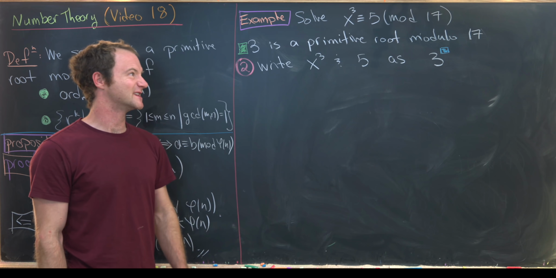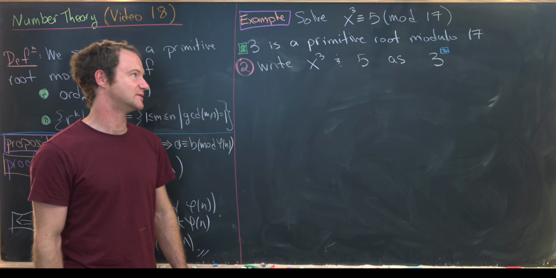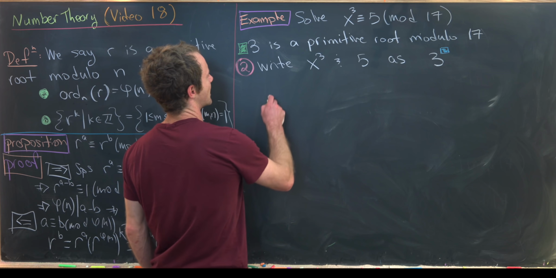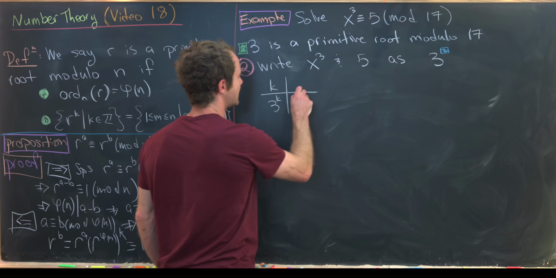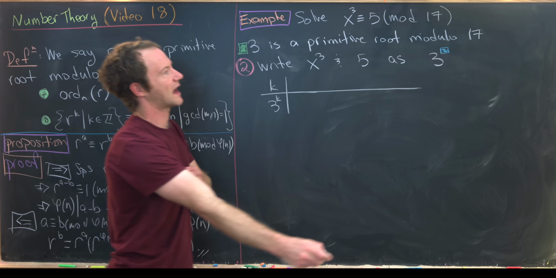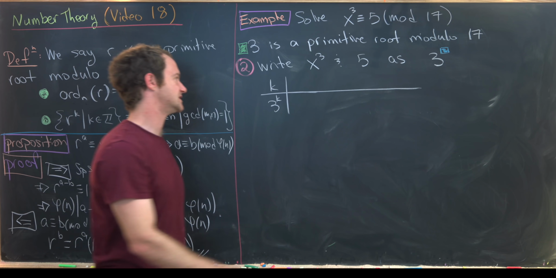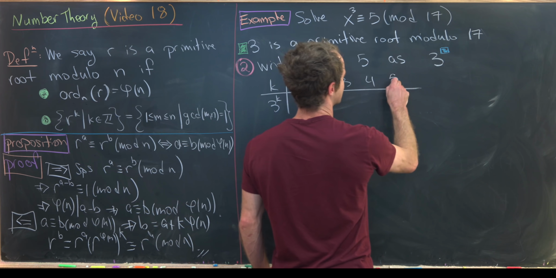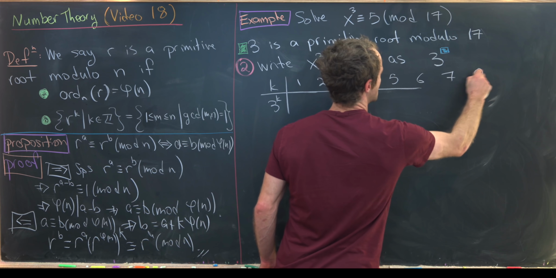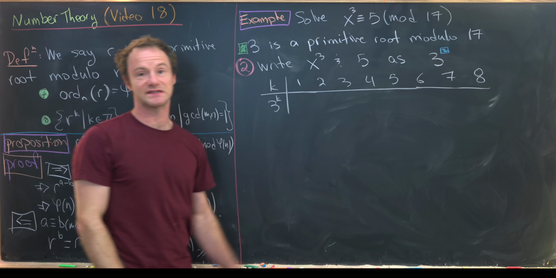So I will admit that this step is a little bit grindy, but sometimes you have to do that. So let's maybe write it like this. We'll have k and then 3 to the k, keeping in mind that we're calculating all of this mod 17. So we'll look at just some first powers of k. I'm not going to go very far because I know where this is going to end.